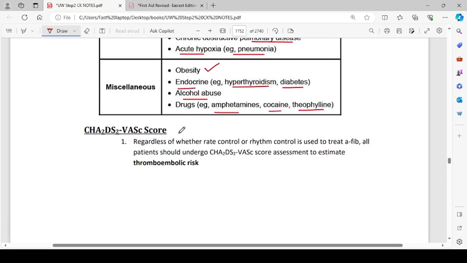Then we have the CHA2DS2-VASc score. This is a modified version of the CHADS2 score. Regardless of whether rate control or rhythm control is used to treat atrial fibrillation, all patients should undergo CHA2DS2-VASc score assessment to estimate the thromboembolic risk.